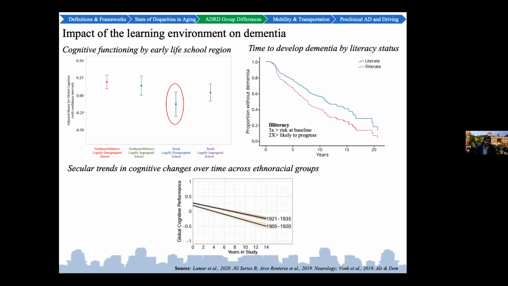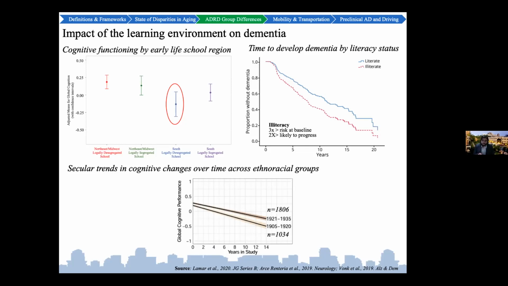Now, in that same YCAP cohort, a more recent paper examined trends in cognitive trajectories to see if a later birth year was associated with cognitive decline across different groups. And what they found was that participants that were born later, from 1921 to 1935, had a much higher baseline cognitive ability and experienced less decline over time.